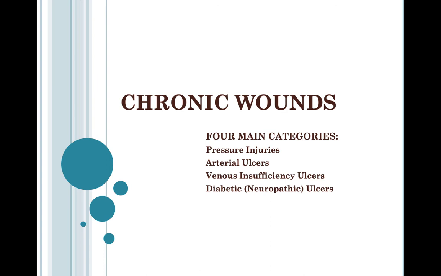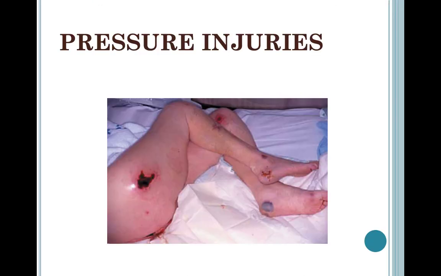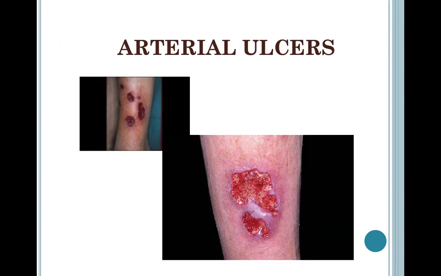We're going to next talk a little bit about chronic wounds, the four main categories that I mentioned before: pressure injuries, vascular wounds due to arterial and venous insufficiency, and then neuropathic ulcers. This is a picture of pressure injuries. As you can see, it affects the areas of skin overlying bony prominences and happens most often in patients that have impaired mobility.